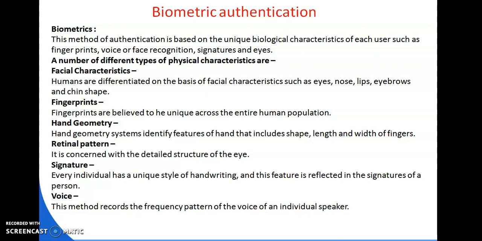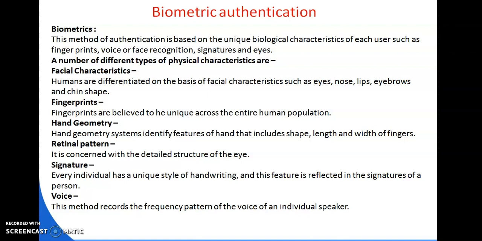That means this is the authentication through which you can use components of the human anatomy, by taking those you can authenticate people. So facial characteristics, fingerprints, hand geometry, retinal pattern, signatures, and also voice.